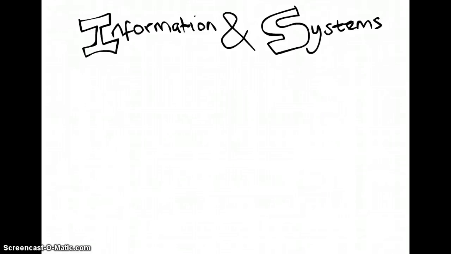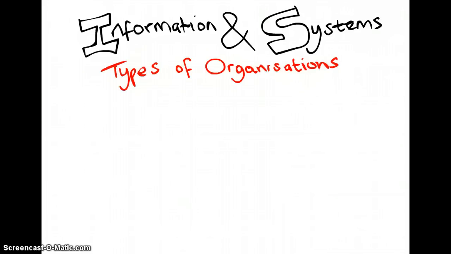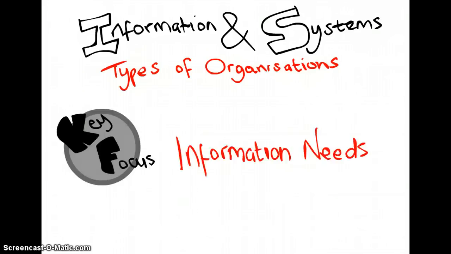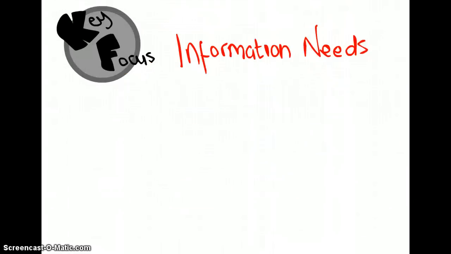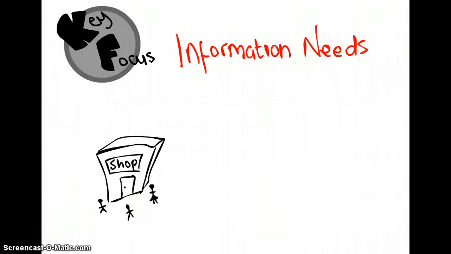In these next few videos we're going to be talking about information systems. To start with, we're going to discuss types of organisations, and we're going to have a key focus on information needs. So if we start by thinking about similar organisations, we look at something like a small local shop, and a small local shop obviously has information needs. In order for the shop to run, it needs particular information.